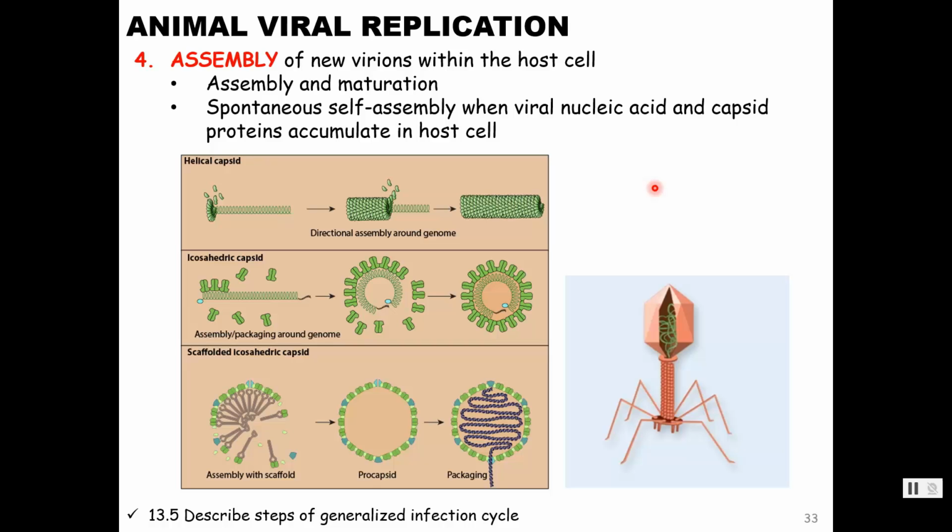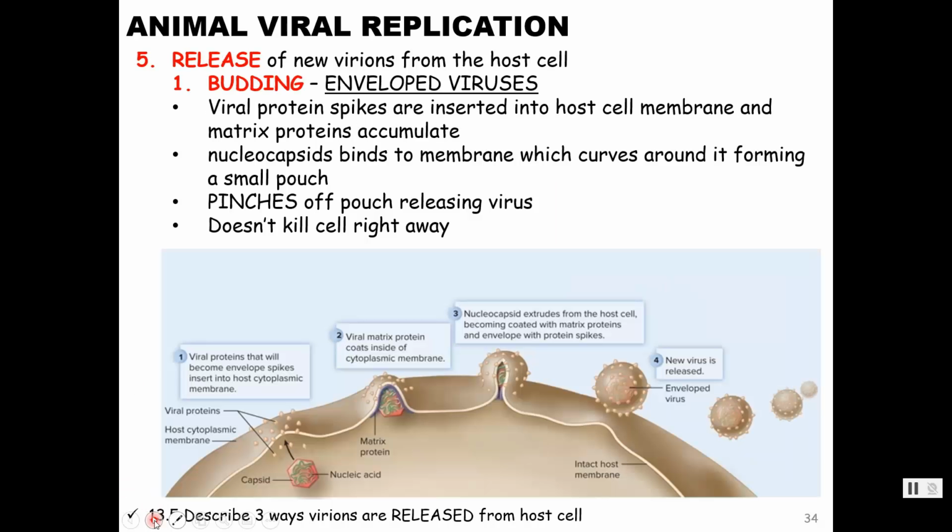It does vary as to where this is going to occur in the cell. If it's a DNA virus, usually this occurs in the nucleus. If it's an RNA virus, it usually occurs in the cytoplasm. This is just showing you a picture of the helical capsid and icosahedral capsid. Then there are some special ones, like a bacteriophage, that require some extra scaffolding proteins. But for the most part, what I want you to know is that it's pretty much spontaneous.